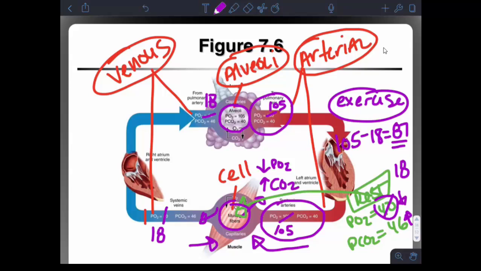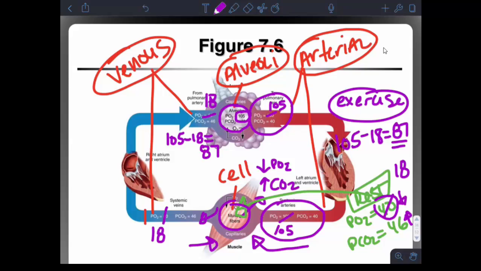Okay, so it's much lower than it was at rest. So this also sets up a bigger gradient in the alveoli. The PO2 here is still 105, that doesn't change. But instead of 105 minus 40, we have 105 minus 18 between the blood and the alveoli. So now we have a pressure gradient of 87.